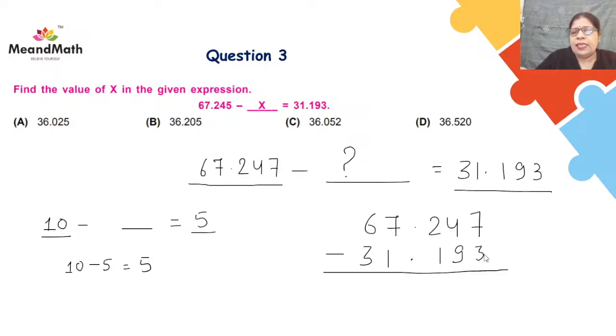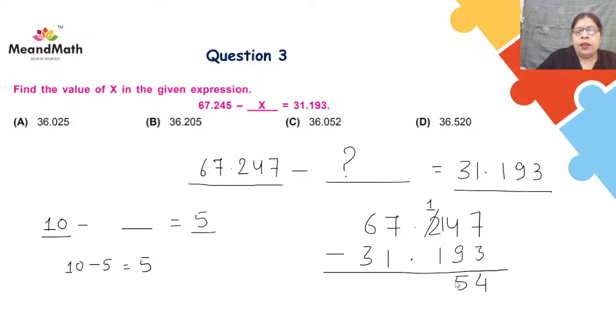So 7 minus 3 is 4. 4 doesn't go with 9. So we are going to borrow 1 and make this 14. Make it 1 over here. We are going to reduce, and 14 minus 9 is 5.